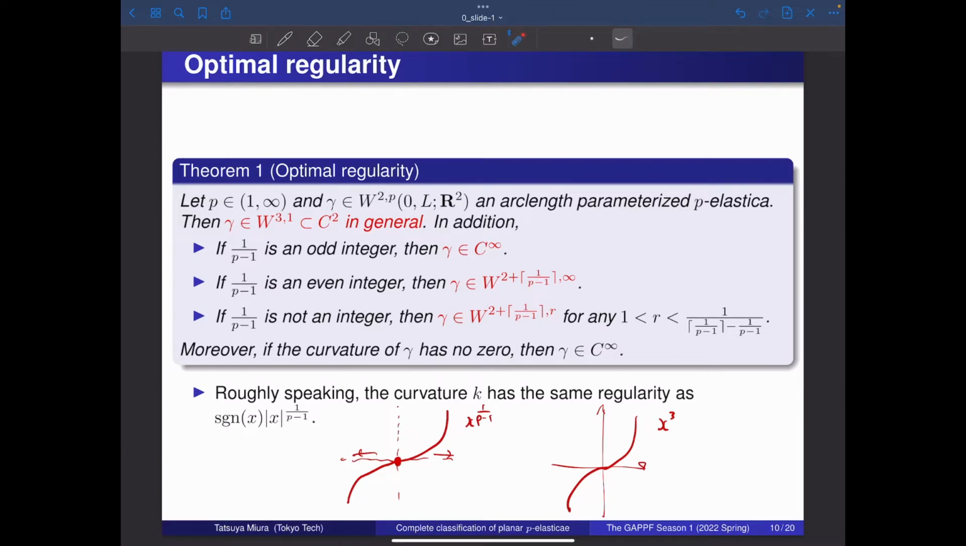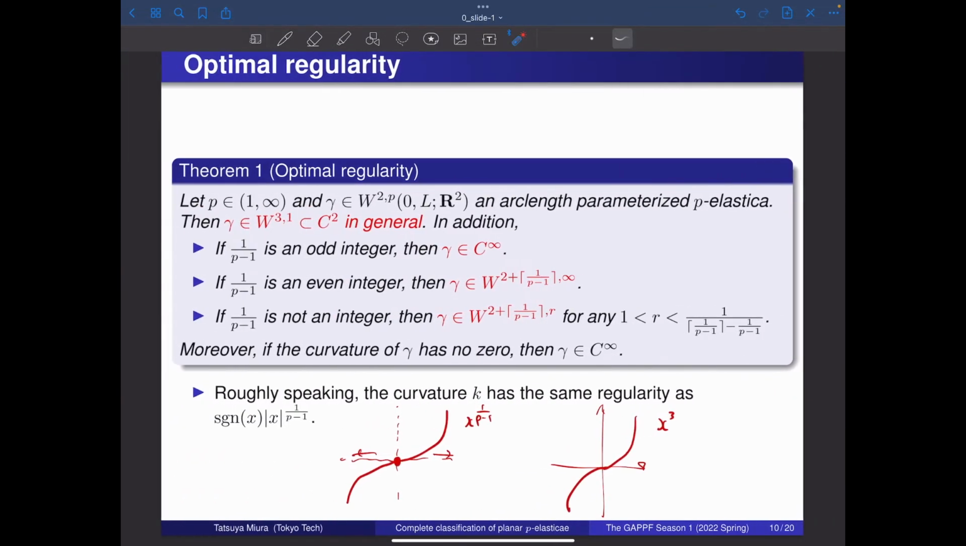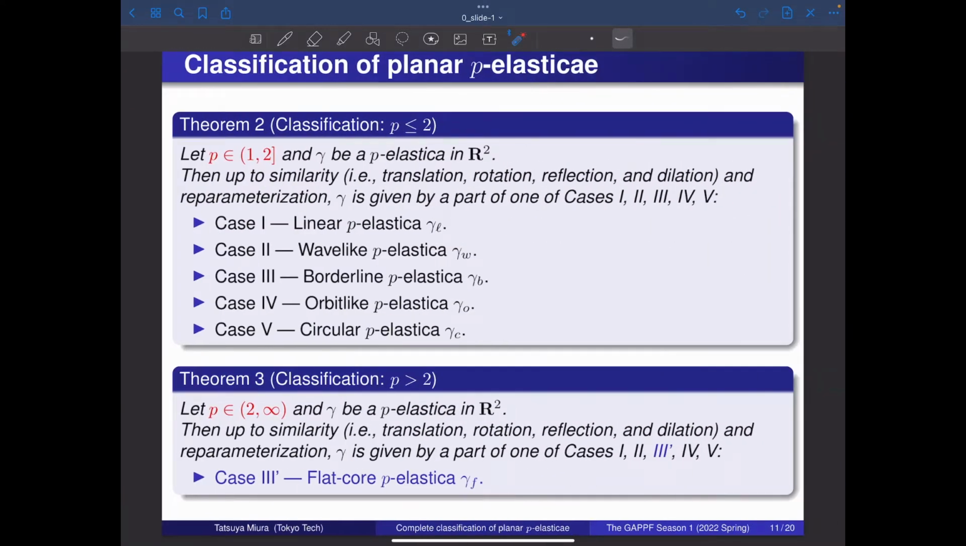Okay. So this is the regularity part. Anyway, I should mention that if p is equal to 2, this exponent is of course 1, which is an odd integer, so the curve is smooth. So this is compatible with the classical result. Okay. Next, we classify all planar p-elastica.